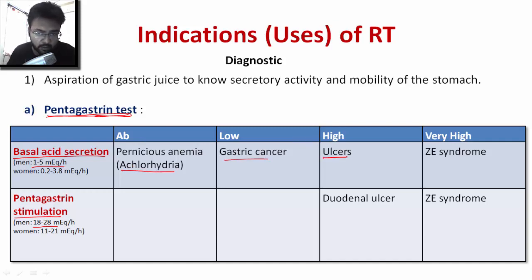It can be high in ulcers, which is the etiology for the ulcers, or it can be very high in Zollinger-Ellison syndrome, which is a gastrinoma, a tumor which secretes the gastrin and results in increased acid secretion. Now if you find abnormality in basal acid secretion, you'll do a pentagastrin test to stimulate the acid secretion. If you find very high acid secretion after stimulation, it might be duodenal ulcer, or if you find very high gastric acid secretion after pentagastrin stimulation, it may be Zollinger-Ellison syndrome.